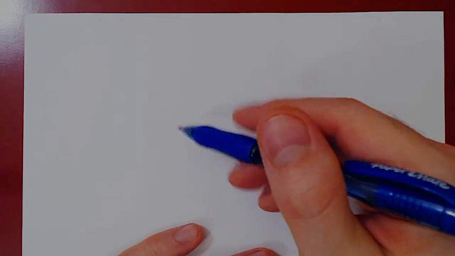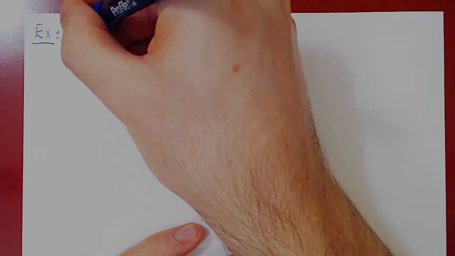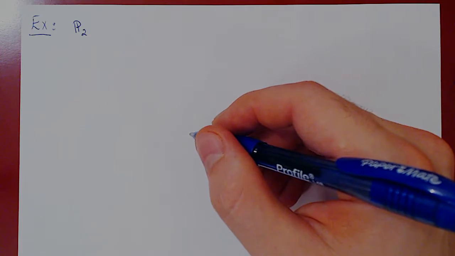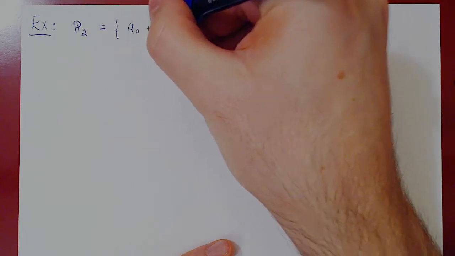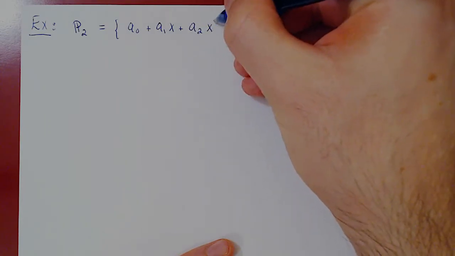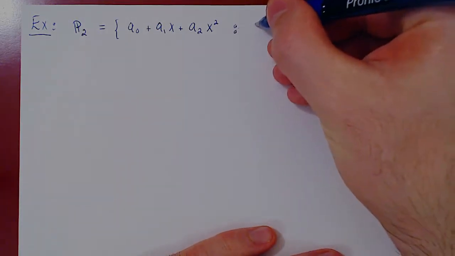So here's a simple example. Suppose we take the space P2. P2 is the set of all polynomials of degree at most 2 and with real coefficients. So we can have a constant term plus some multiple of x plus some multiple of x squared, where a0, a1, a2 are allowed to range over all real numbers.